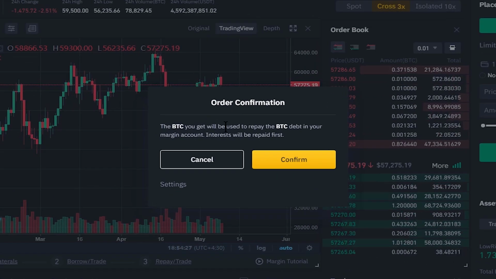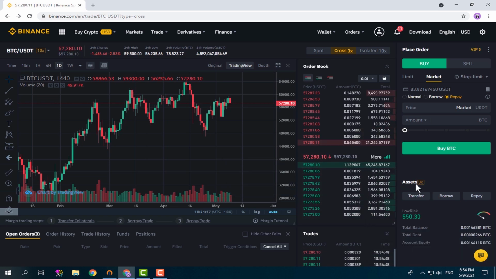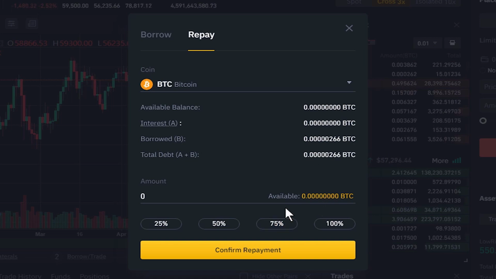It says that the BTC we get will be used to repay our BTC debt. We click on confirm and the order is placed successfully. At the same time, we did both: buying BTC and repaying our debt. And by clicking on repay, you see that we repaid our 0.002 BTC debt. Just a very small amount remained.